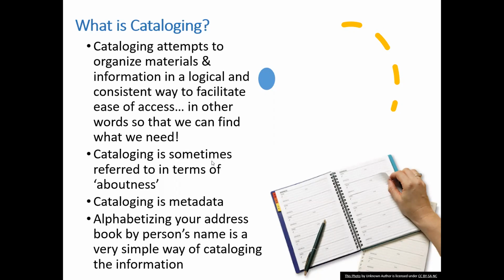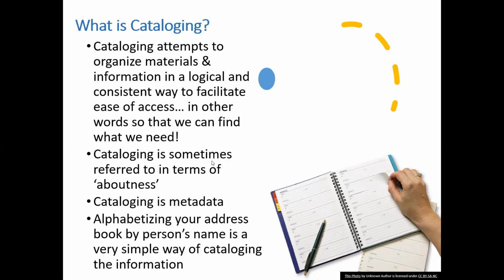And sometimes you don't hear this term too much anymore, but I think it's a good term, so I've still been using it. Cataloging is sometimes referred to as aboutness. Like, what is an item about? What is that resource about? And we're going to explore that as we go along. And then sort of on a more practical note, maybe what you've already seen or experienced, cataloging is metadata, and we're going to talk more about what that means in a minute too.